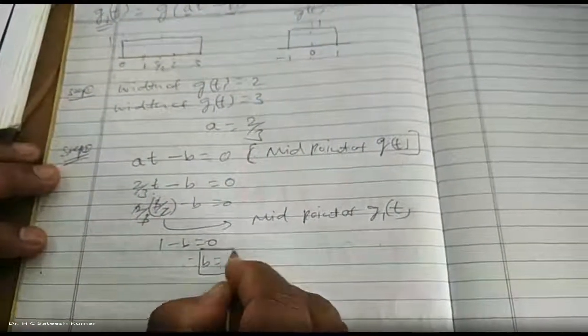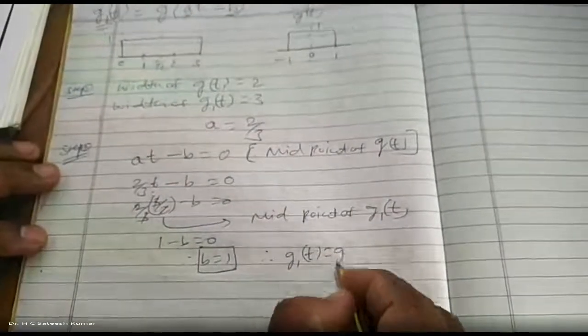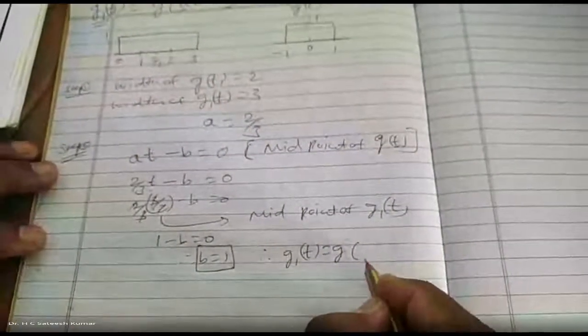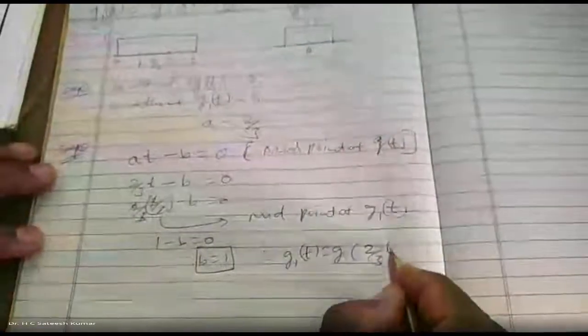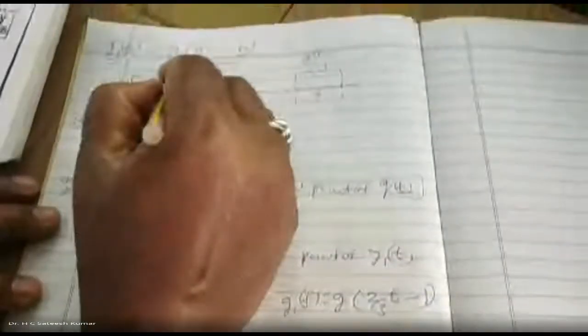So now we got G1 of t is equal to G of 2 by 3 t minus 1. Substitute in this equation. We get that. This is the method we should follow while representing one signal in terms of another signal. Now we got one. Second one, we shall go for the second one.